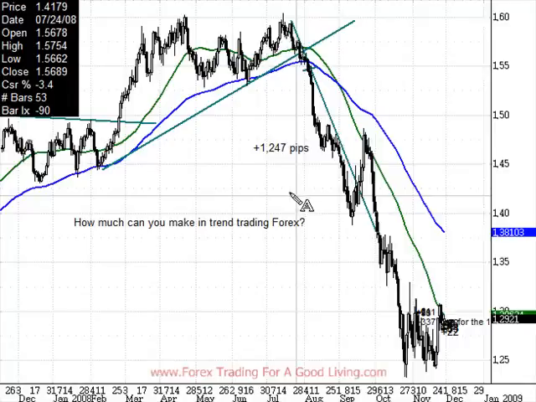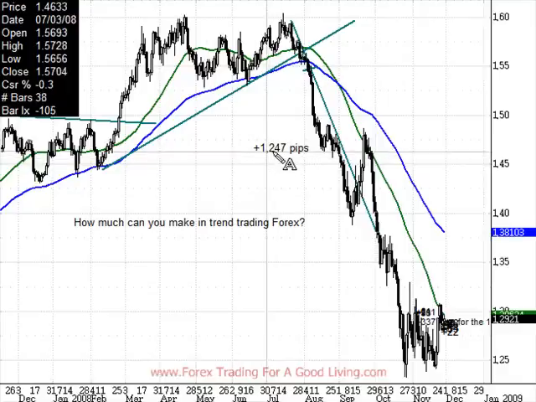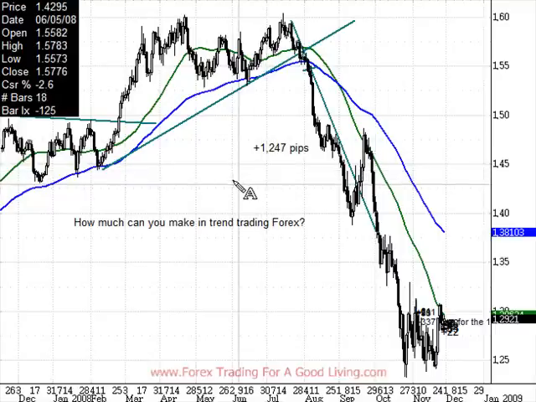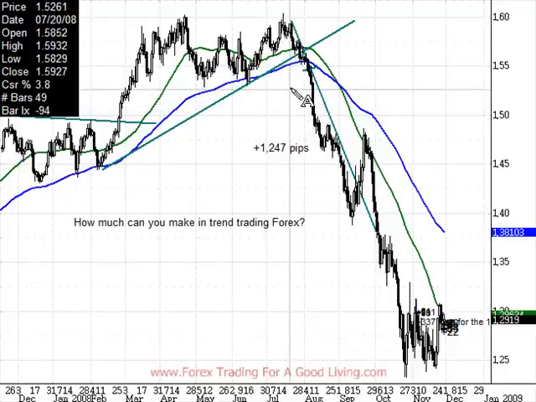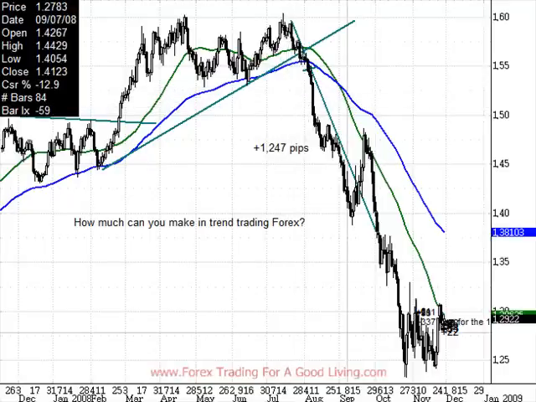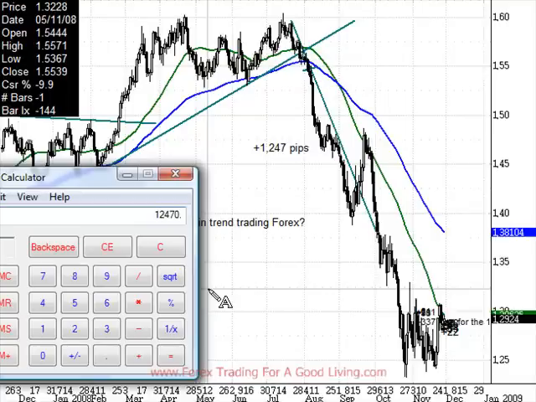Anyways, so 1,247 pips. Your $1,000 goes to 12,470 for a 1,200% return. That's just fantastic. What if, on trend trading, you're going to trade a little bigger than you would for day trading? So if you rode 10 contracts, let's see, 1,247, times 10 per pip, times 10 contracts. Well, all of a sudden you can make $124,700 in one move.